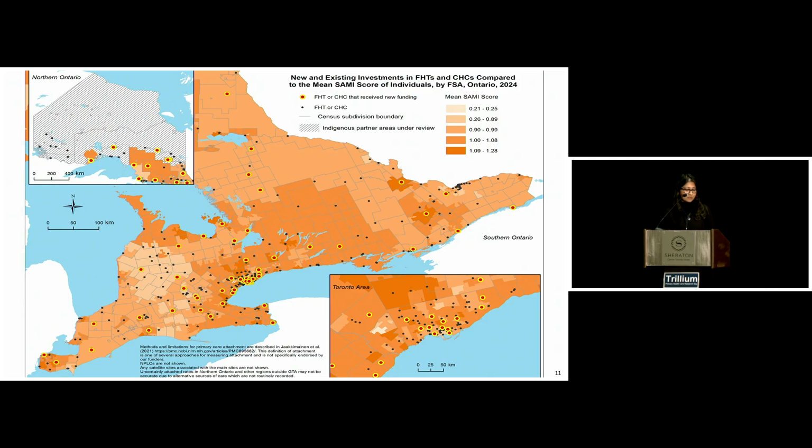We also looked at morbidity using the SAMI score, and you have, again, areas with more complex multimorbid patient populations across the province. Some of these areas received funding in 2024 for FHTs and CHCs, while others did not. Notably, there were also some high-need neighborhoods that did not have any new or existing investments in FHTs or CHCs.